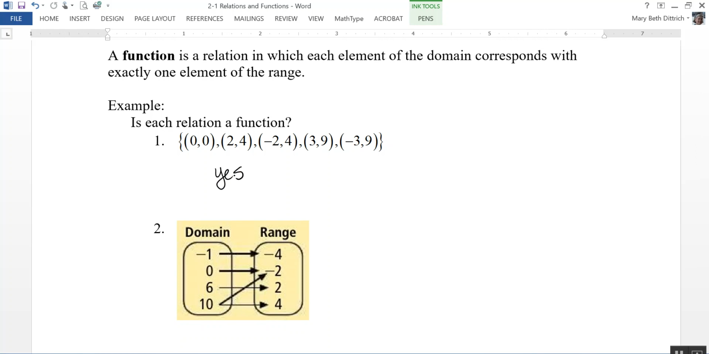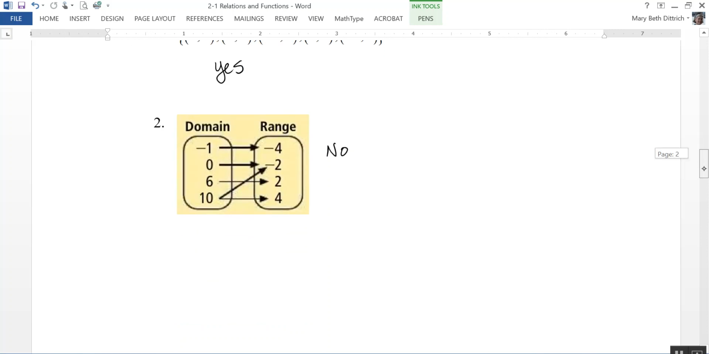Number 2, here we have a mapping. And negative 1 is mapped to 4, 0 is mapped to negative 2, 6 is mapped to 2, 10 is mapped to negative 2, and 10 is also mapped to 4. So this is not a function because the value of the domain 10 is actually paired up or mapped to two different values in the range. So this is not a function. If we were to write this as a set of ordered pairs, you'd have 10 comma negative 2 and 10, 4. And that would be a repeated x value.